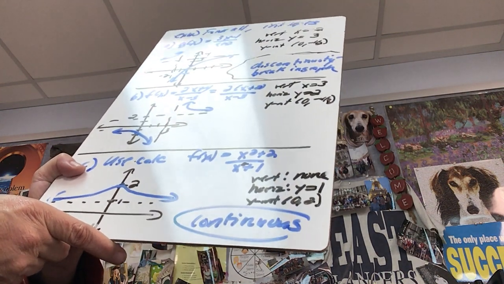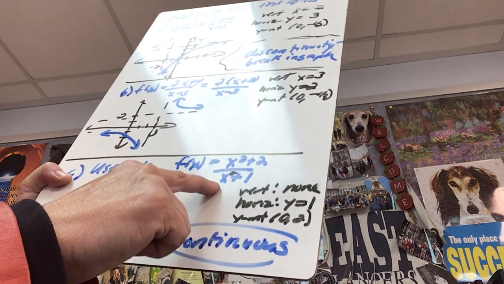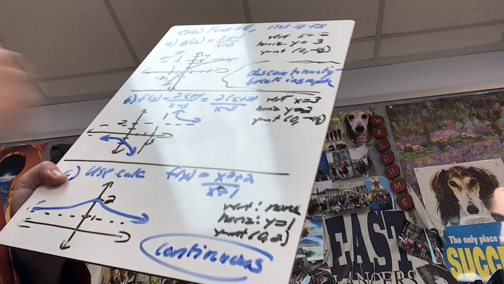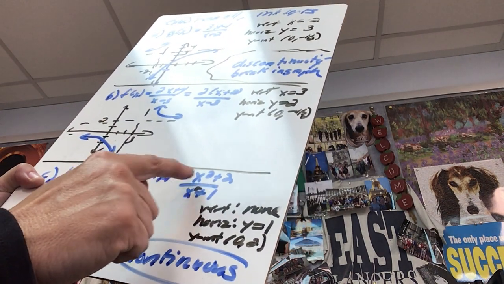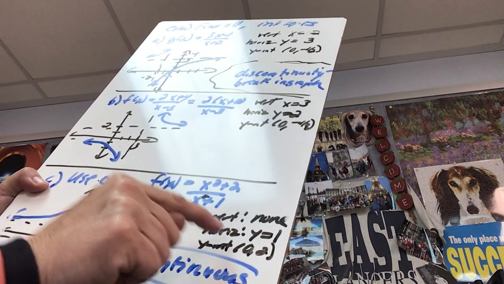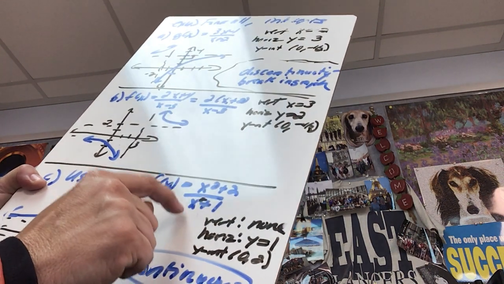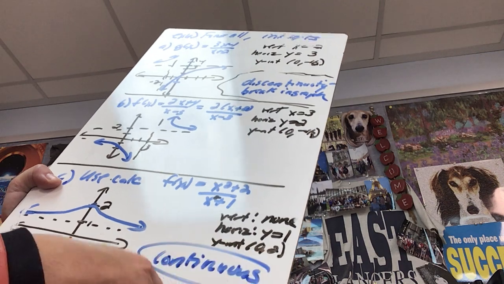So I go to find my vertical asymptotes, but no matter what I put in, I'm not going to get anything that's undefined. So I don't have a vertical asymptote. I do have a horizontal asymptote. The degrees are the same, so my coefficient is 1 over 1, so it's y equals 1. I do have a y-intercept. If I put 0 in for x, the y-intercept is (0, 2).